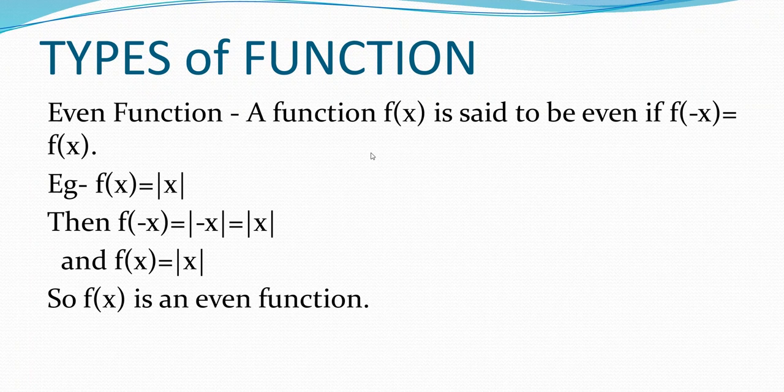Now moving on to types of function. Firstly we will discuss even function. A function f(x) is said to be even if f(-x) is equal to f(x), that is there is no change in the function if we replace x by -x. Example, when f(x) is mod x, if we replace x by -x, then it will be mod of -x, that is also mod x, so we get f(-x) equals f(x), so here f(x) is an even function.